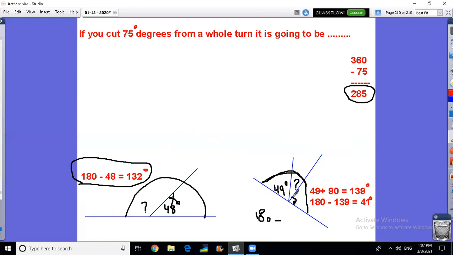So I'm going to see how big the two angles that I have here are. 49 degrees and 90 degrees is 139 degrees, both of them together. I'm going to take them away from 180 to give me 41 degrees. That's it. Again, I just added the two angles that I have, 49 degrees plus 90 is 139 degrees. Then I took them away from 180 degrees to give me the question mark, which is 41 degrees.